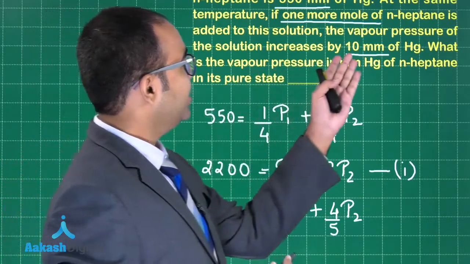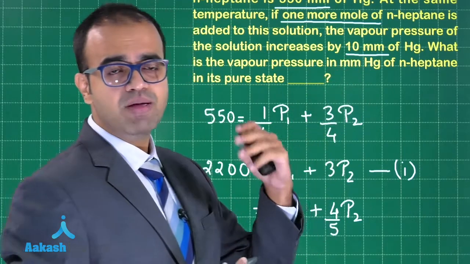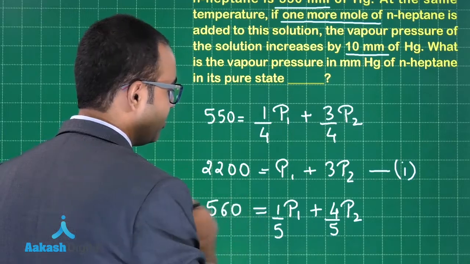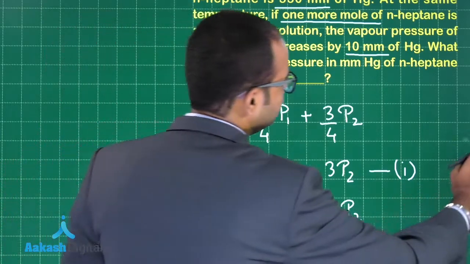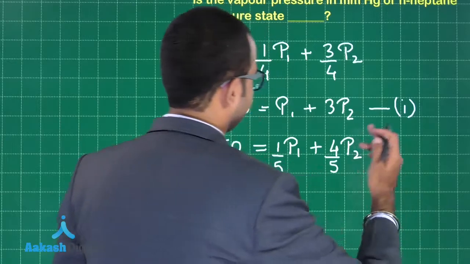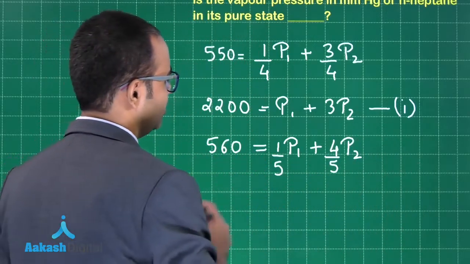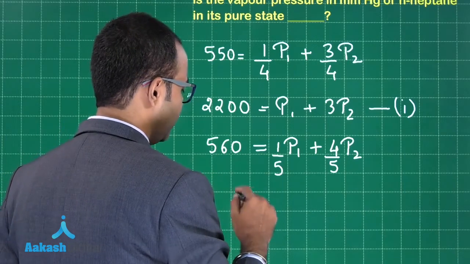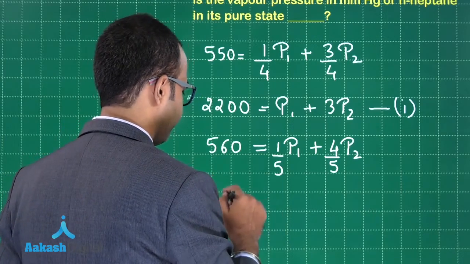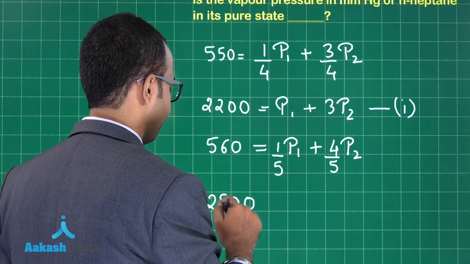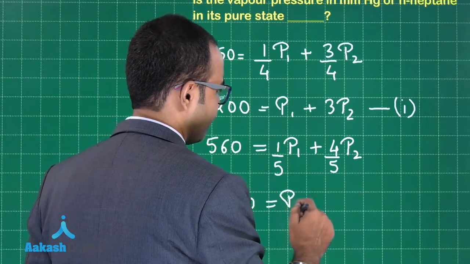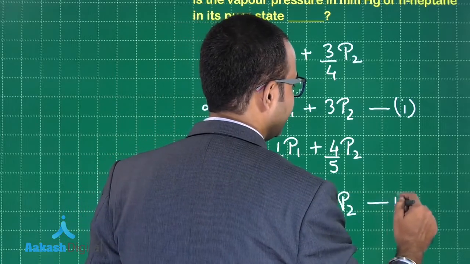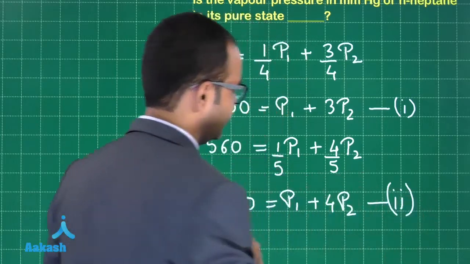And what is the total vapor pressure, guys, at that point of time? Let's see. It is increasing by 10 mm, so the vapor pressure becomes 560 mm. So the total pressure is 560. Let us solve this further. So this will become P1 plus 4P2, and this is our equation 2, guys, right?